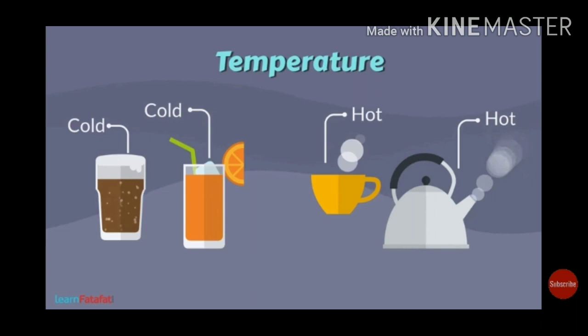Students, see these substances. There are some substances which are hot and substances which are cold. So students, the definition of temperature is the degree of hotness and coldness of the substances. I think the term temperature is clear to all. Now I will discuss the measurement of temperature.